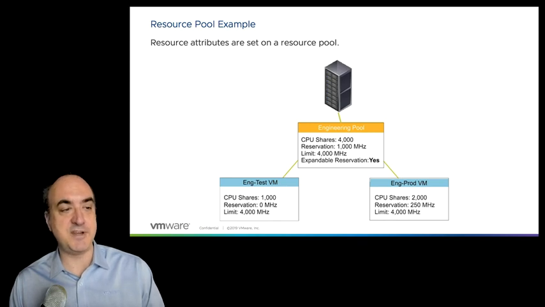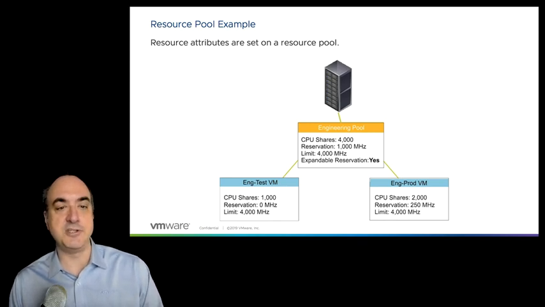The engineering test VM has 1,000 shares. The engineering prod VM has 2,000 shares. So while they can't both consume 4,000 megahertz at the same time, if they try, they aren't going to compete equally, are they? The engineering prod VM is going to get twice the priority of those 4,000 megahertz over the engineering test VM. The engineering prod VM will actually get 250 megahertz first without any competition.